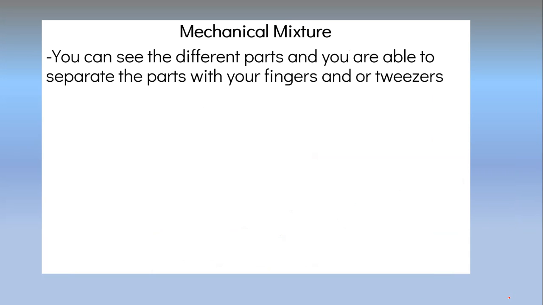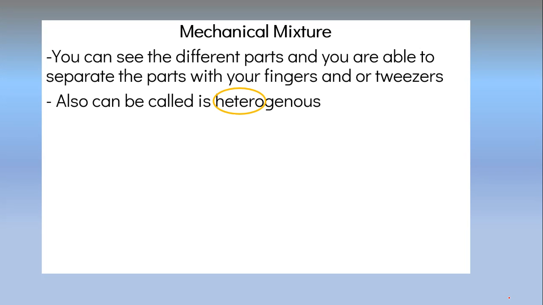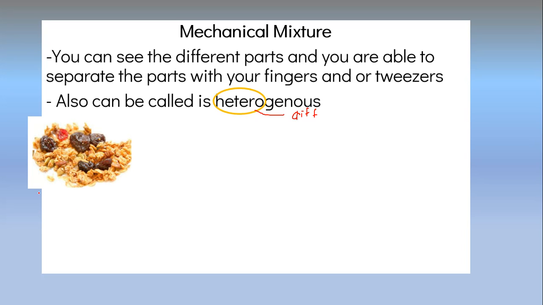Mechanical mixtures are super fun. This is when you can see the different parts, and typically you can pull them apart with your fingers or tweezers. So this is typically involving solids, or it could be like a jello with something in it. So these are heterogeneous. Heterogeneous means different. So hetero means different. This means that you can see the different parts. So I look over here at my granola, I can pull the raisins out, I can pull the granola out, I can pull this out here, because I can pull the different things apart with my fingers or using tweezers.